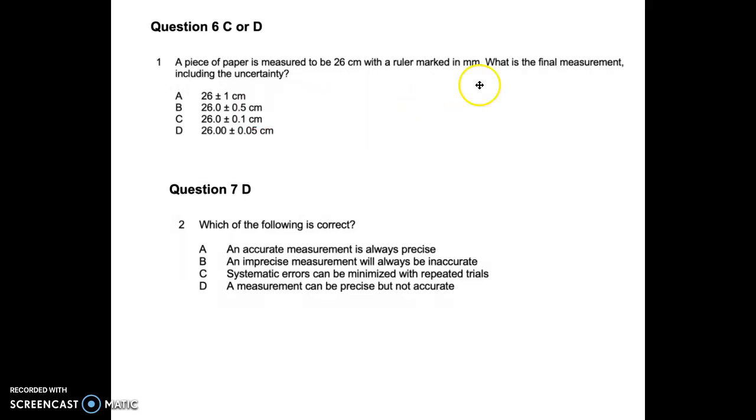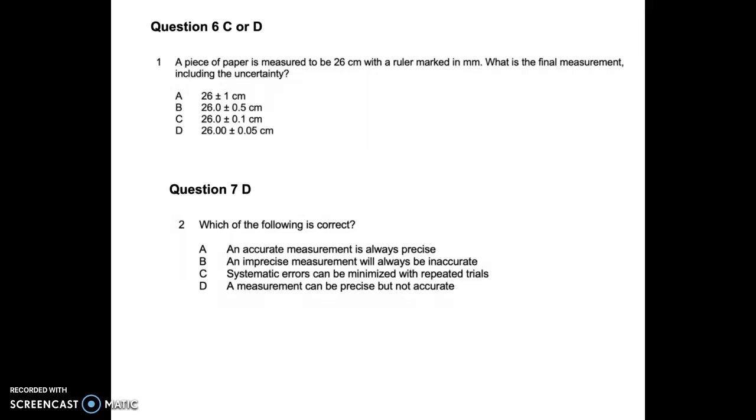The best way to express it is to use the rule that the analog instrument has an uncertainty of plus or minus half the smallest interval. So it's 26.00 plus or minus 0.05. So this one is the correct one, but this one's not wrong, okay? There is a degree of flexibility because you might find this instrument is difficult to read, for example. So this would still be considered correct, C or D.